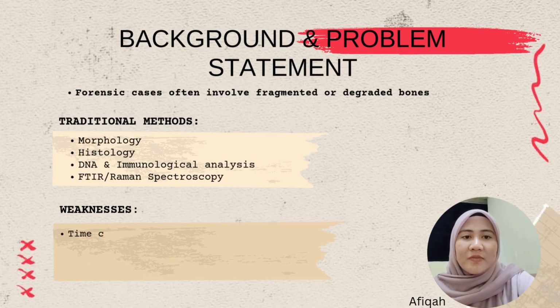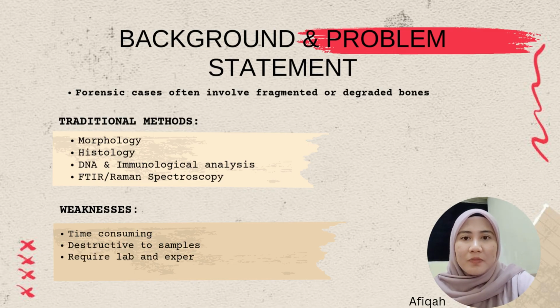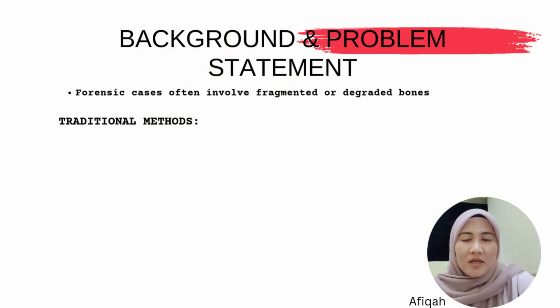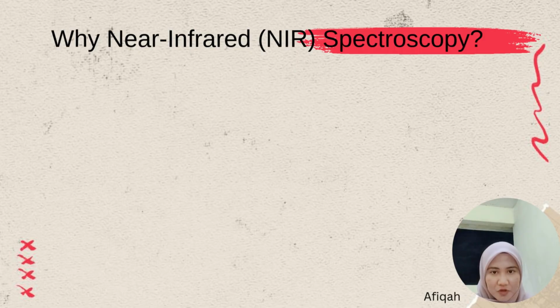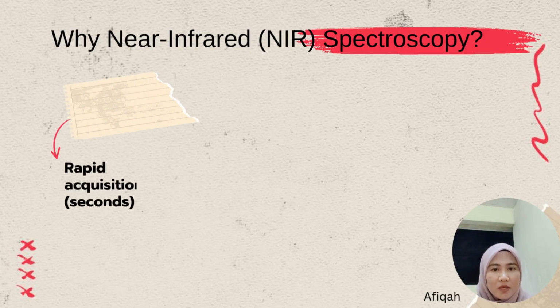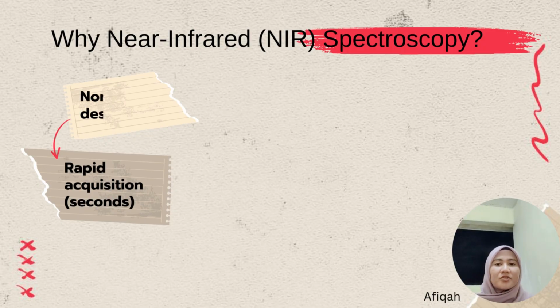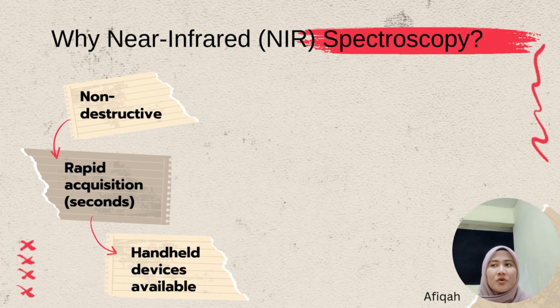Because these traditional methods are slow, time-consuming, and in some cases disruptive to the sample. They also require a trained specialist and proper laboratory facilities. So we chose NIR spectroscopy because it takes only seconds per measurement and does not damage the bone, and it also comes in a portable form which can connect to smartphones, making it more practical for on-site forensic work. So this is a video of how the NIR works.